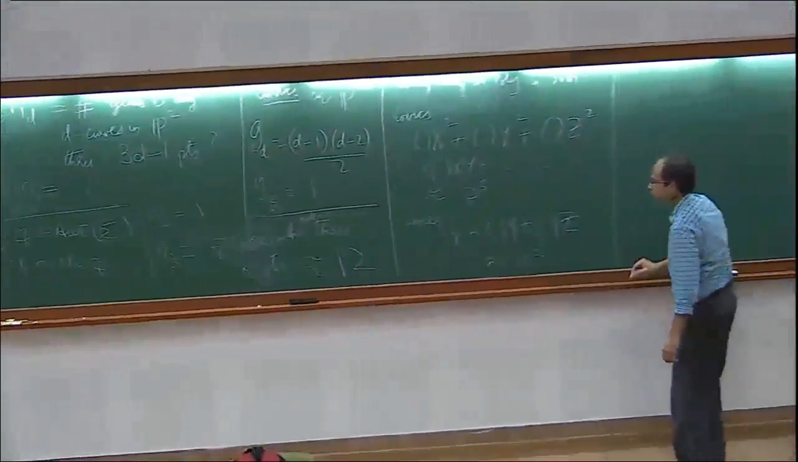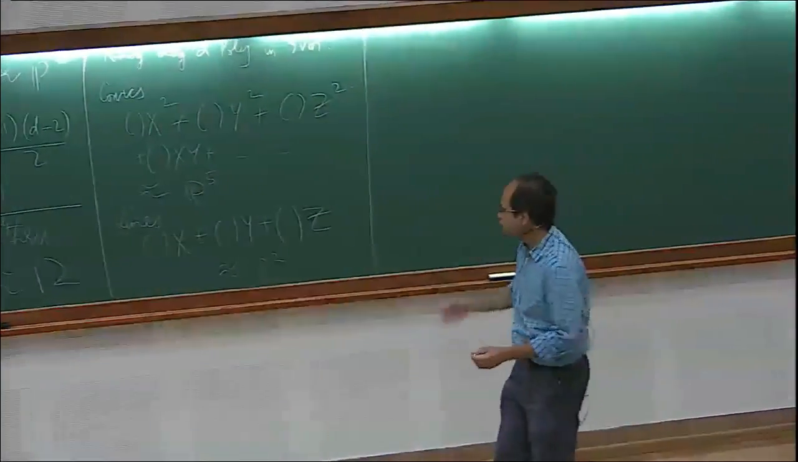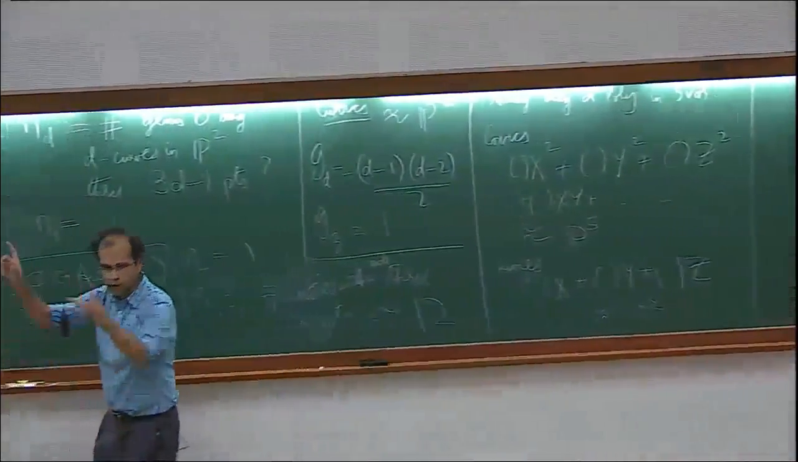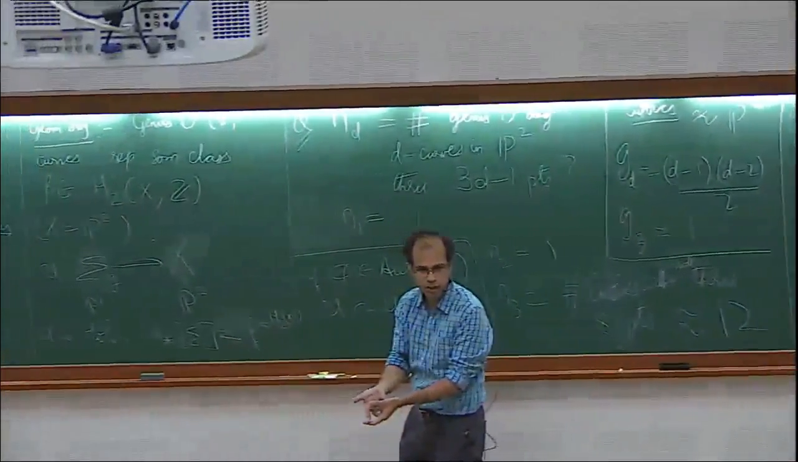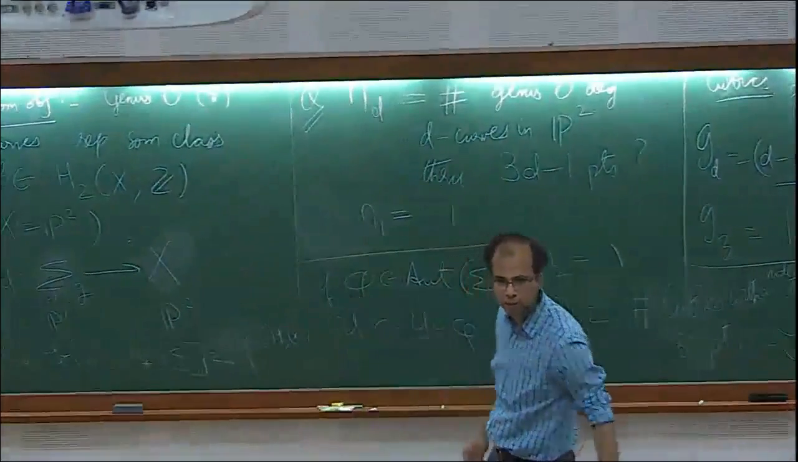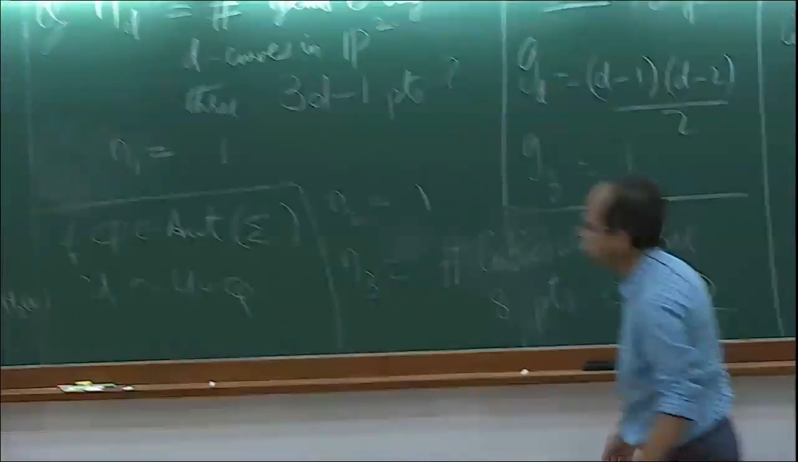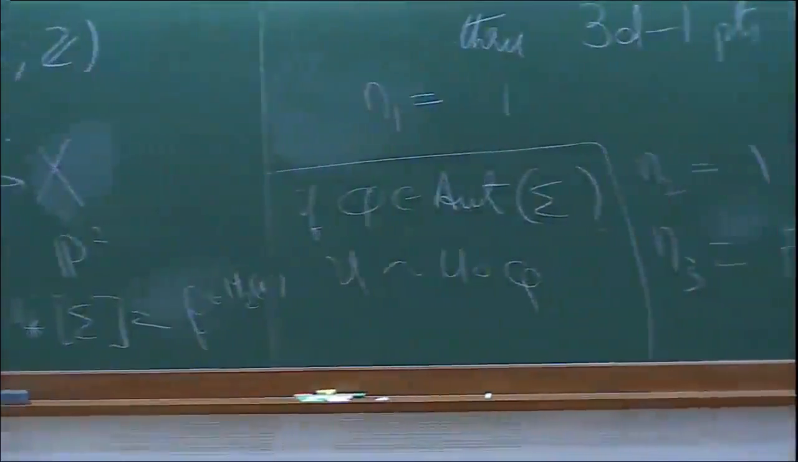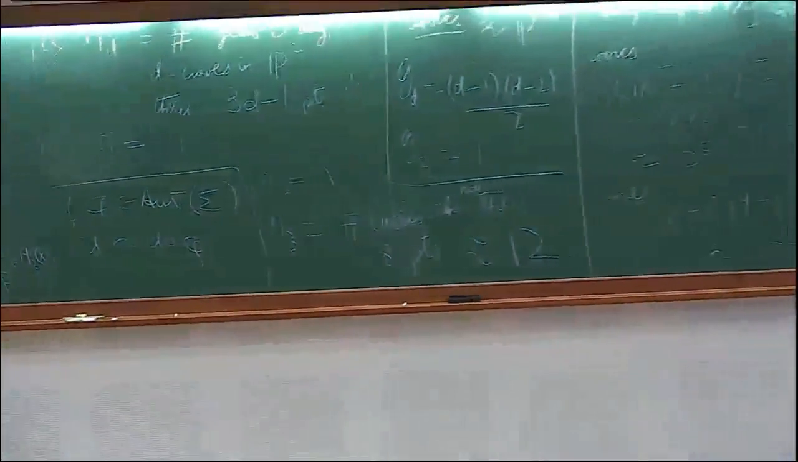Well, it has to be a single node, right? Because the genus of a smooth cubic is 1. So if it had 2 nodes, it would be reducible, so it couldn't arise like this. So just 1 node.